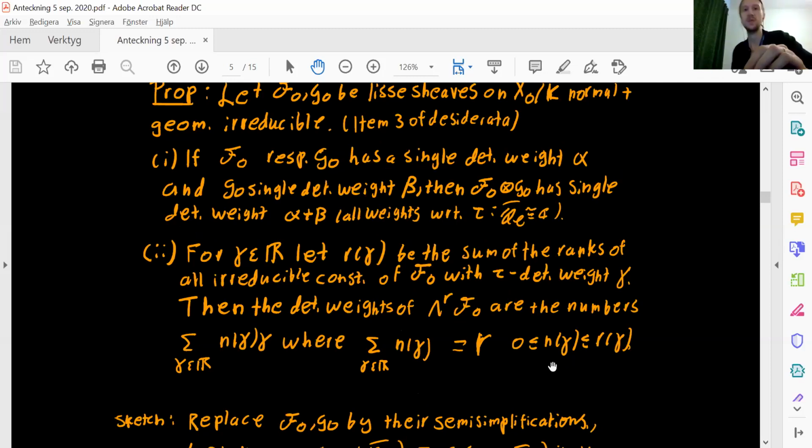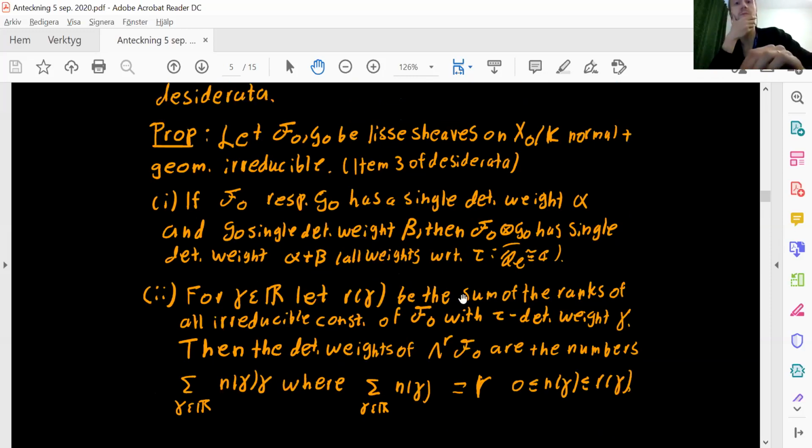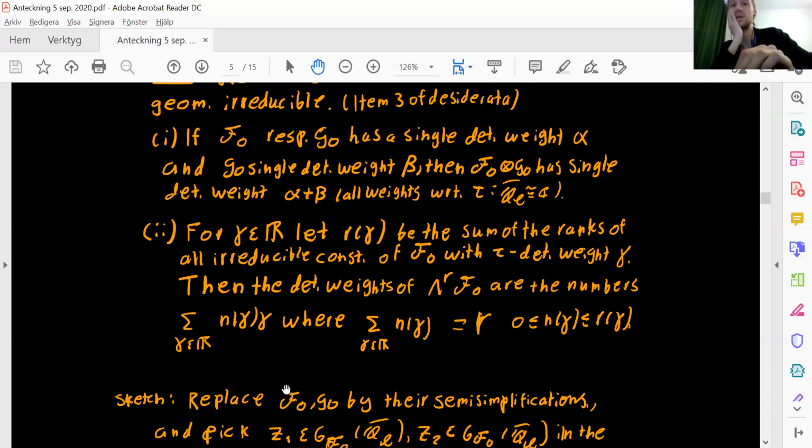Okay. Thanks. So here's a proof sketch of how you prove 1. Replace F0 and G0 by their semi-simplifications. What's the semi-simplification? So I take the Jordan-Hölder series, and then I just replace it by the associated graded. Yes, precisely. So for other people, you take the direct sum of the irreducible components of the associated graded. Yes, that's precisely what I'm doing.